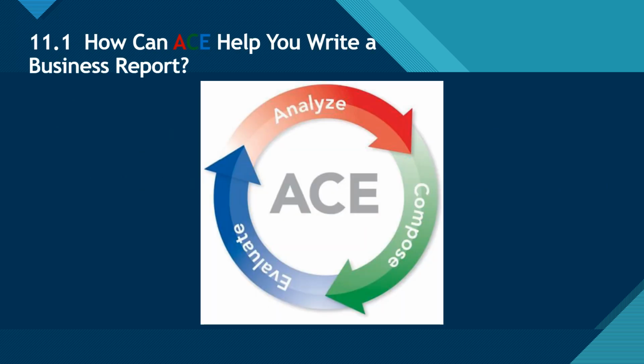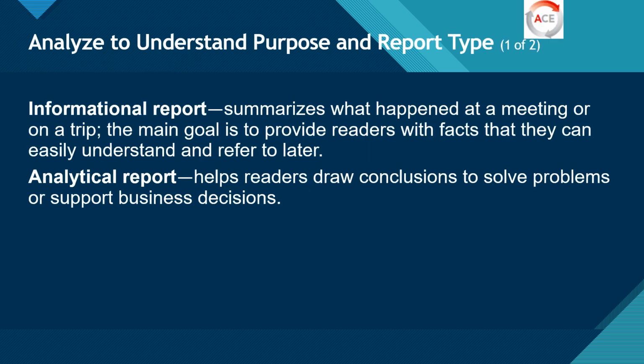So, how can the ACE process help you to write a perfect business report? Analyze to understand purpose and report type. There are two types of reports. An informational report summarizes what happened at a meeting or on a trip. The main goal is to provide readers with facts that they can easily understand and refer to later. For example, reports summarizing business trips or decisions made at meetings would be informational reports.